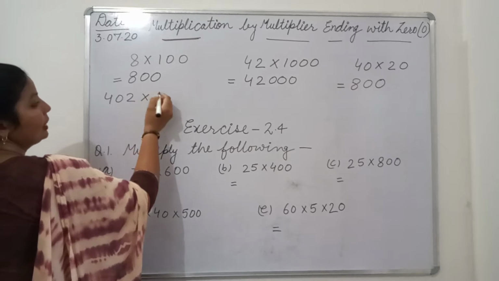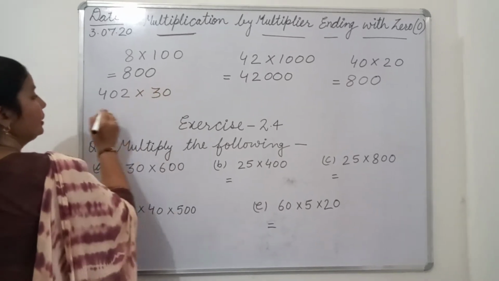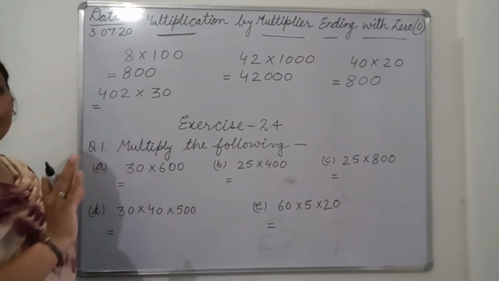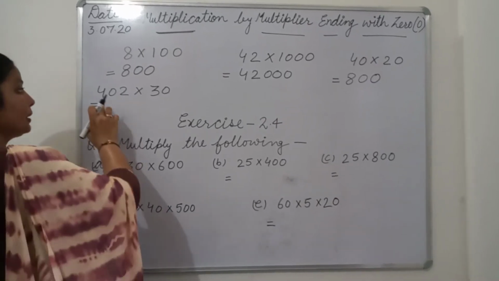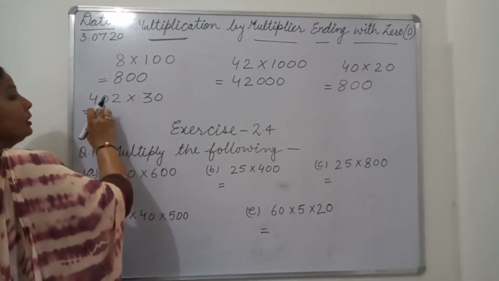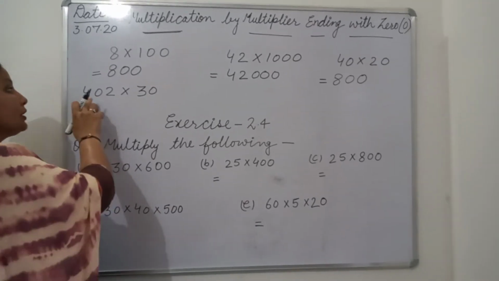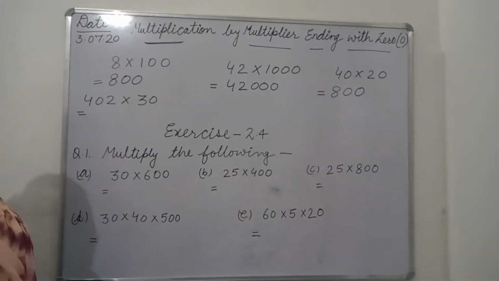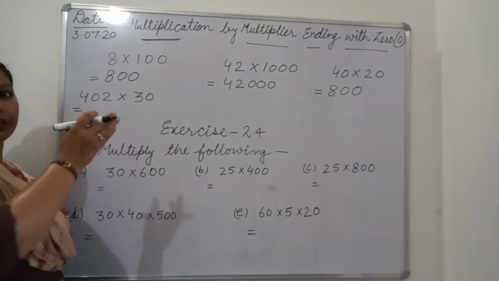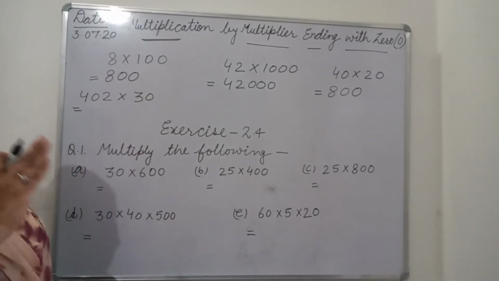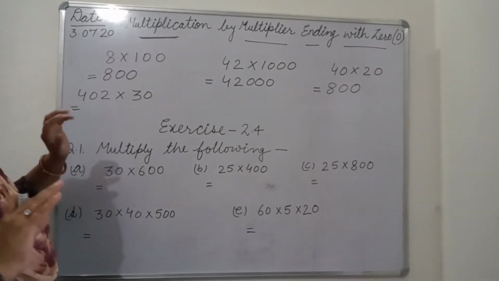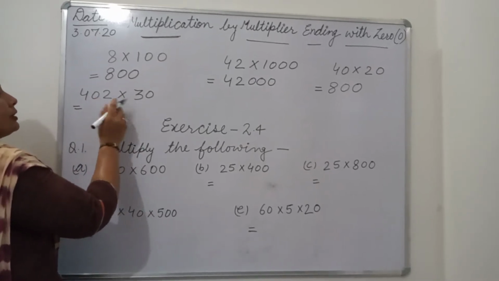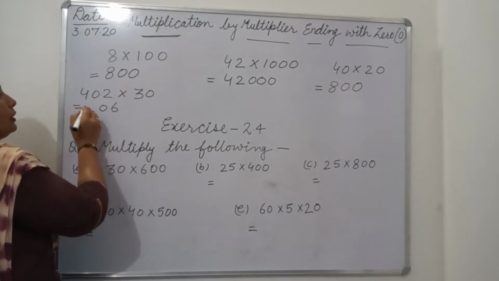One more example. If you have 402 multiplied by 30. Now how will we do it? First of all we will multiply the non-zero numbers. The non-zero numbers are what? 402 and 3. Now we will not leave out this 0 because this 0 is in between. We will only leave the 0 which is at the end. So ending with 0 means if we have 0 at the last, that 0 we will leave only. The zero in between we will take in the multiplication. So this is 402 multiplied by 3. So 3 2s are 6, 3 zeros are 0, 3 4s are 12.